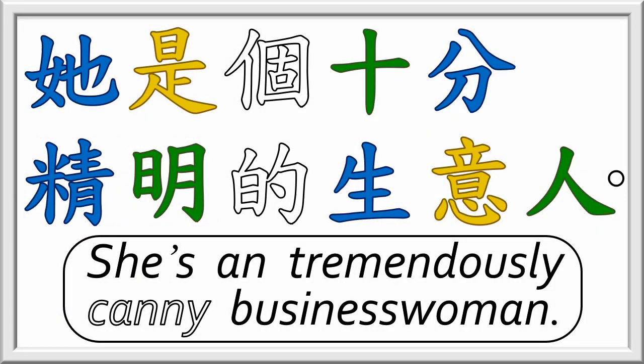Notice how to say explanations or instruction manual, 说明书 and Braille, 点字。精明 refers to someone who's keen, sharp, clever, or bright. 她是个十分精明的生意人。She's a tremendously canny businesswoman.